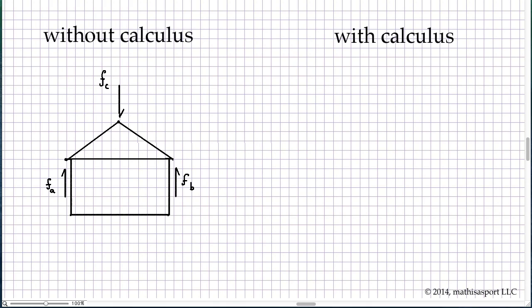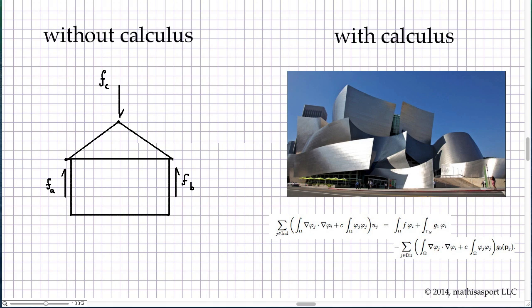On the other hand, if I want to build something like this, the Disney Concert Hall in Los Angeles, I'm going to need calculus. And that's because the shape of the walls and the shape of the roof, both of them, the shapes are constantly changing, and even what constitutes a wall versus a roof is not entirely clear in this building. The equations below represent an application of calculus called finite element modeling. Let's try something else.